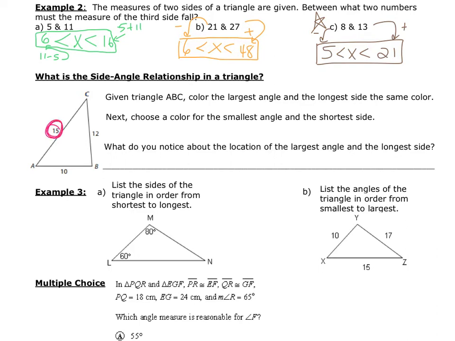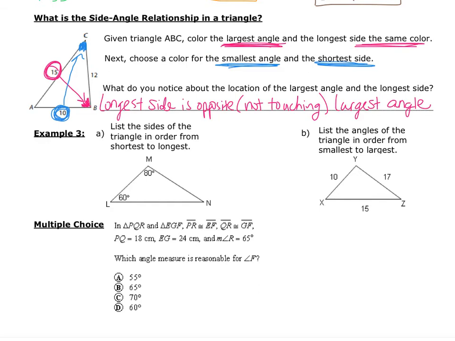Because that is our longest side, the angle across from it, so angle B over here, is going to be the largest angle. Now if we do the same thing for the smallest angle and the shortest side, that is going to be the 10, and then our smallest angle is going to be this angle C over here. And what do we notice about the location of the largest angle and the longest side? They are across from each other. And the same is true for the smallest side and the smallest angle.